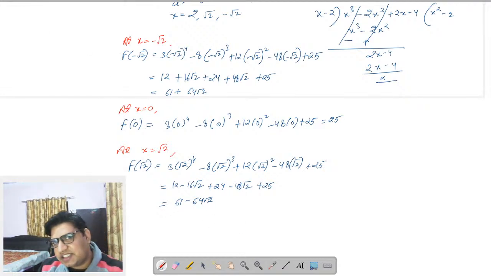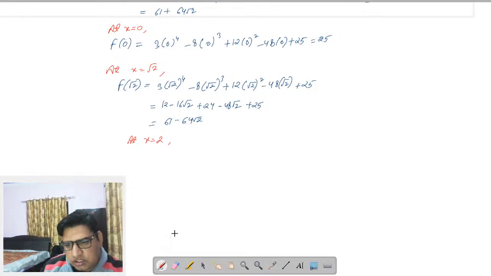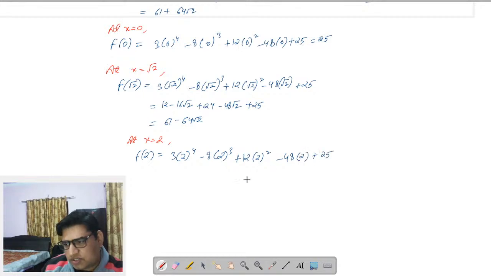Okay, and let's find the value of the function at x is equal to 2. Here it will be f2. So f2 is 3 into 2 to the power 4, minus 8 into 2 cube, plus 12 into 2 square, minus 48 into 2, plus 25.